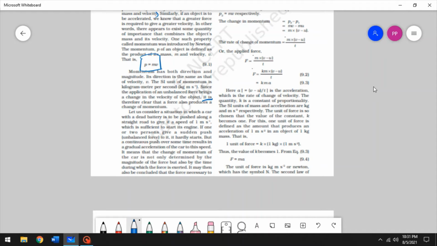If one or two persons give a sudden push to it, it hardly starts. But a continuous push over some time results in a gradual acceleration of the car to this speed. It means that the change of momentum of the car is not only determined by the magnitude, but also by the time during which the force is exerted.